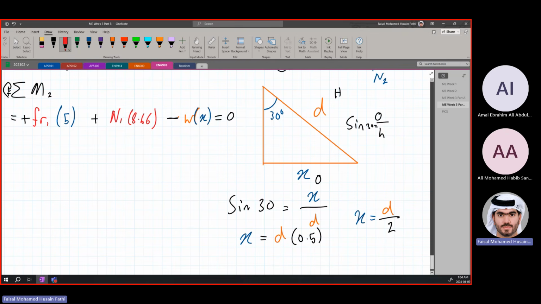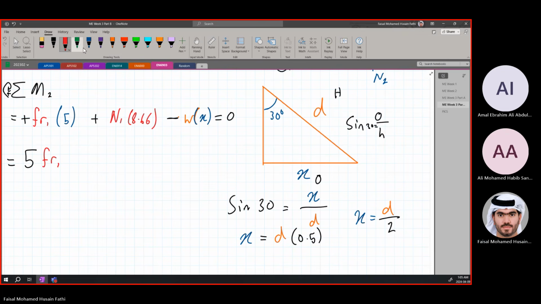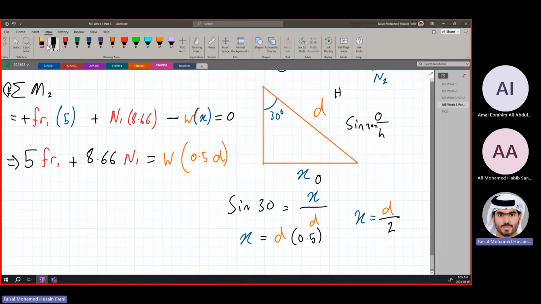If we simplify it a little bit more, it is going to be equal to FR1 times 5, which is just 5 FR1, plus 8.66 N1 is equal to W times 0.5 D, which is simply just X. X is equal to 0.5 D. All right. So this is just simply X. X is equal to 0.5 D. And this is our last equation, our fifth equation.